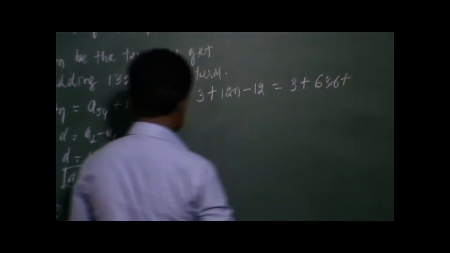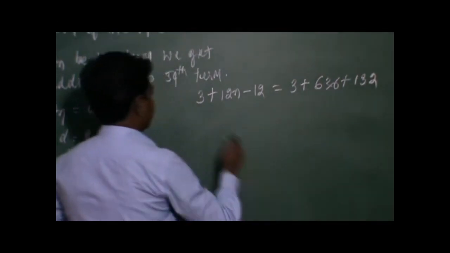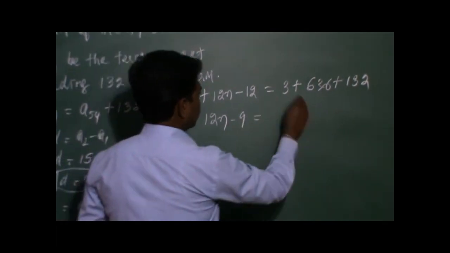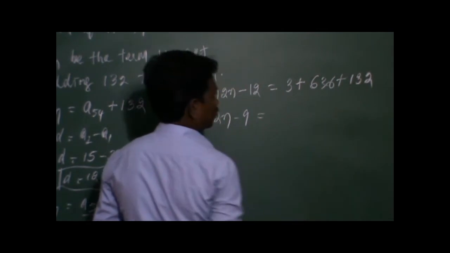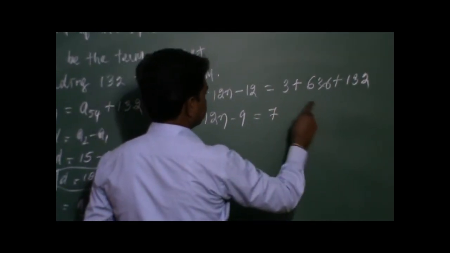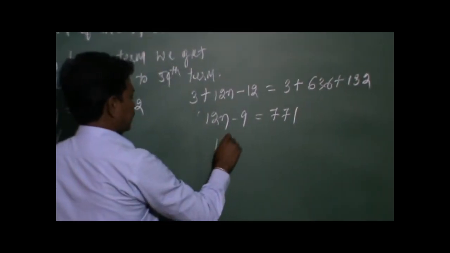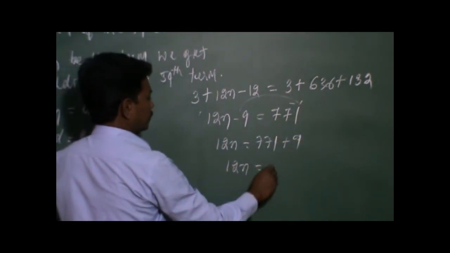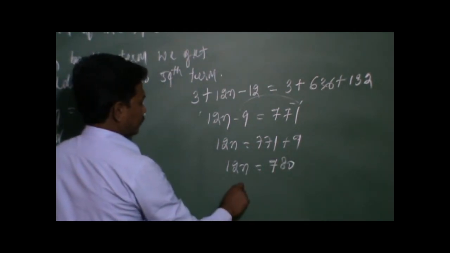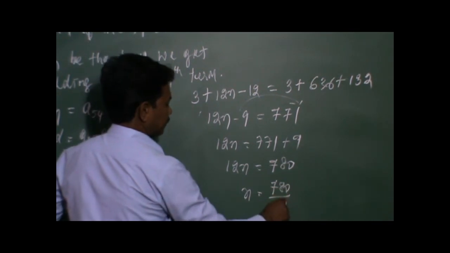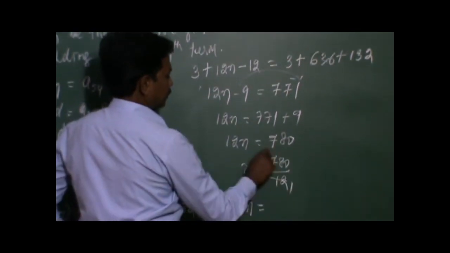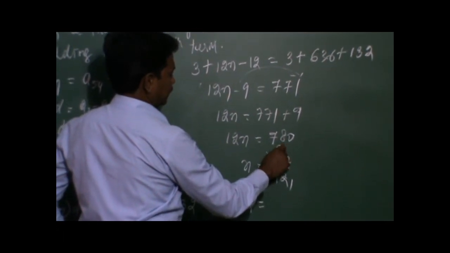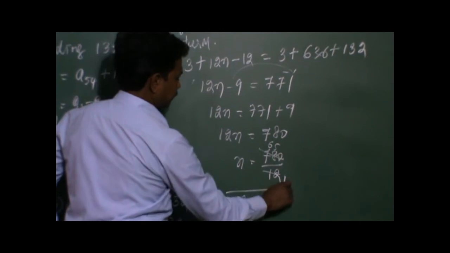53 into 12 is 636, plus 132. So 3 minus 12 is minus 9, and 12n minus 9 is equal to 3 plus 636 plus 132, which comes to 771. So 12n is equal to 771, and the minus 9 gets transposed to the right-hand side as plus 9. So 12n is equal to 780. So n is equal to 780 by 12. 12 ones are 12, 12 sixes are 72, 12 fives are 60. So n is equal to 65.